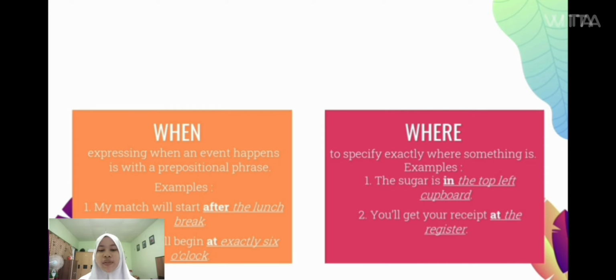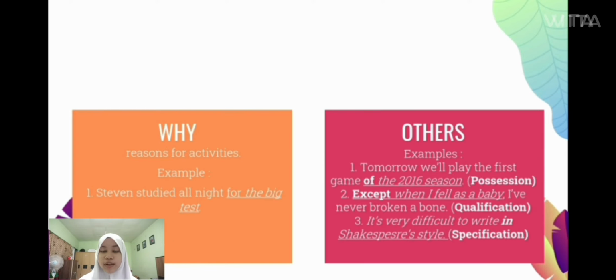When: expressing when an event happens is done with a prepositional phrase. Examples: first, my match will start after the lunch break. And the second, the play will begin at exactly 6 o'clock. Where: to specify exactly where something is. Examples: first, the sugar is in the top left cupboard. And second, you'll get your receipt at the register. Why? Reasons for activities. Example: first, Stephen studied all night for the big test.